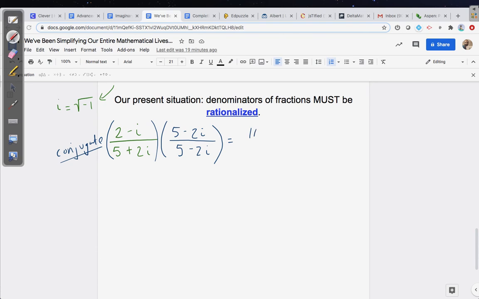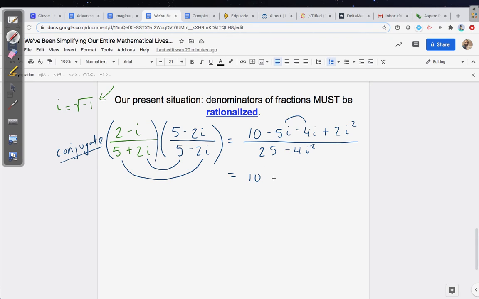2 and 5, we're going to get 10. In the middle, we're going to get negative 5i. On the outside, we'll get negative 4i. And at the very end, plus 2i squared. Down below, we're looking at the product of these two. 25. Now, you should already know the middle and outer terms will cancel each other out, leaving me just with minus 4i squared. Time to play cleanup.